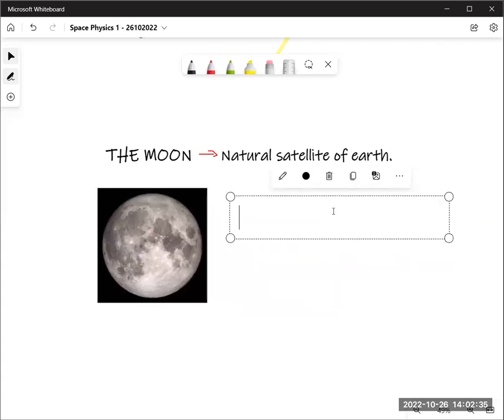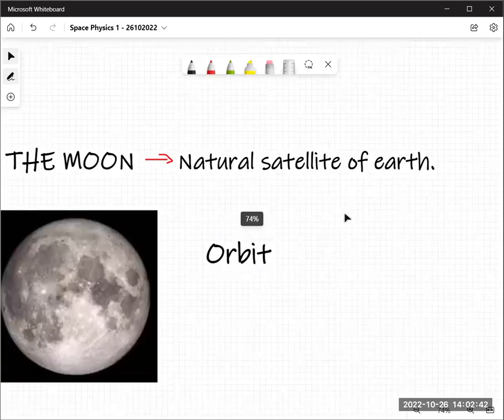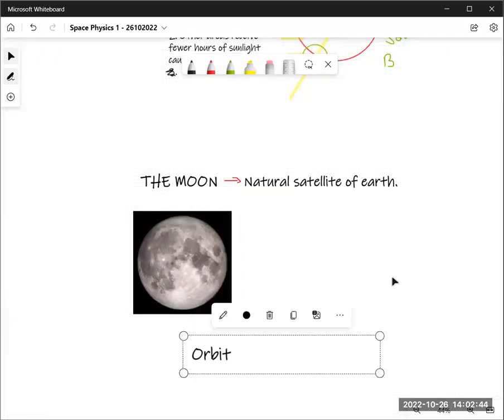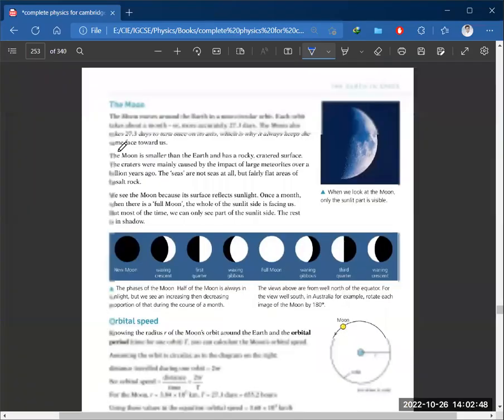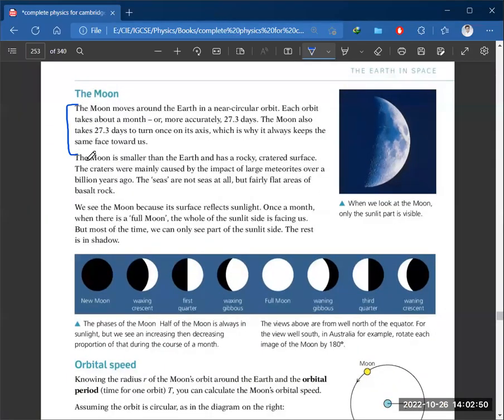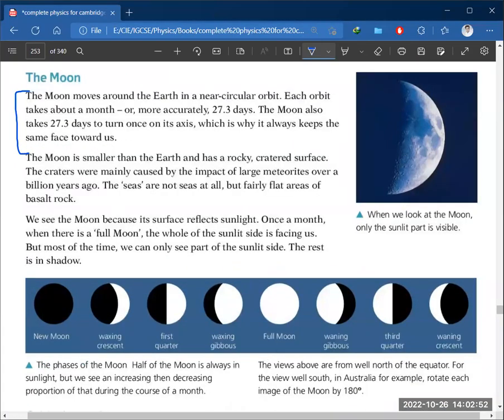Now, this is the moon. What you have to know about this is the orbit of the moon. It does reflect light, yes, but that's not the main thing here. We need to realize, let's read from here. Quick, Neha, start reading.